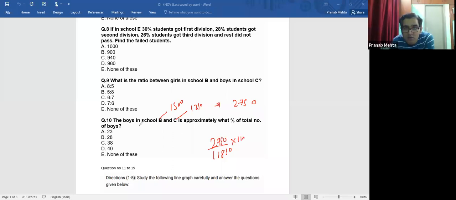Here we are talking about 2750 into 100. Remember one thing: boys of B and C, approximately what percent of total, into 100. This is how percentage will be calculated. So this is the boys of B and C over total boys into 100. So what is the value again? 23%.